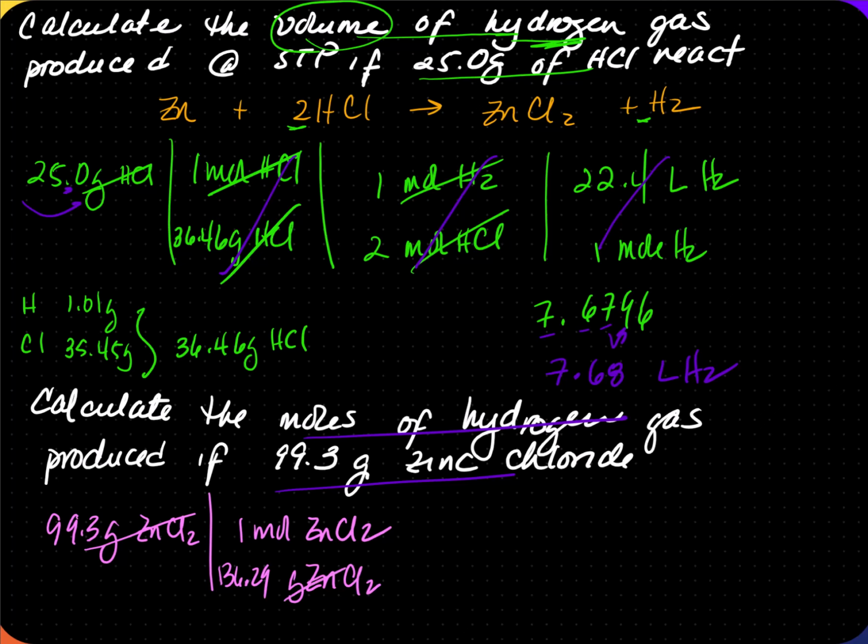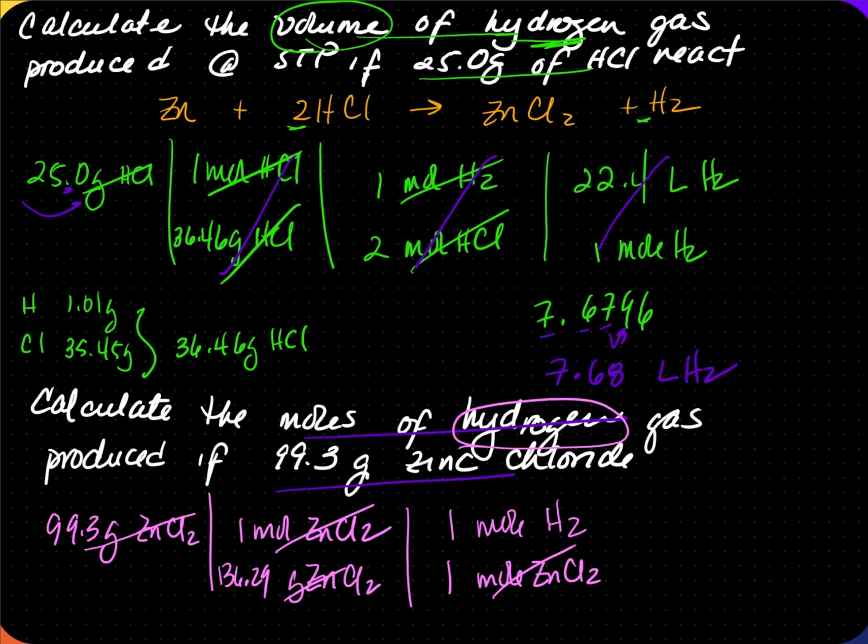The grams of zinc chloride cancel out. If I stop here, I'm at moles of zinc chloride, which I don't want to be at. I want hydrogen. So I need to do diagonal units, moles of zinc chloride. This is mole ratio, so I could go to moles of hydrogen. The number in front of hydrogen is 1. The number in front of zinc chloride is 1. Diagonal units cancel out. We are at moles of hydrogen, which is what I'm looking for.